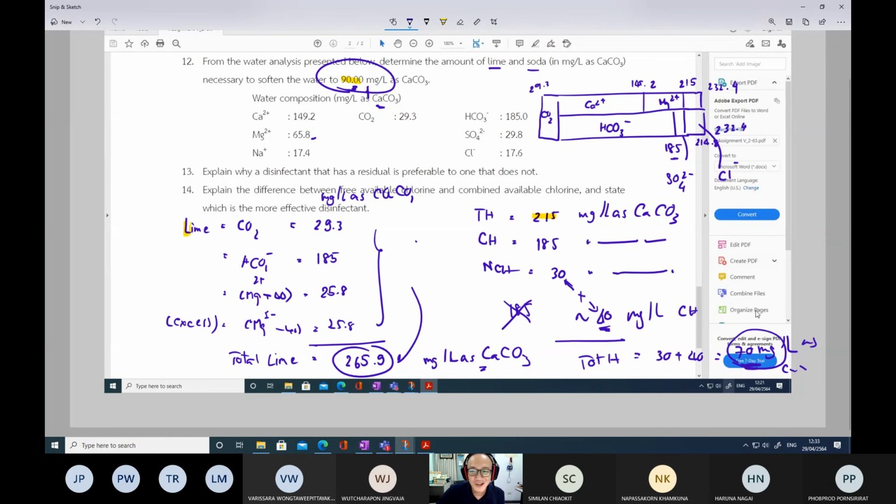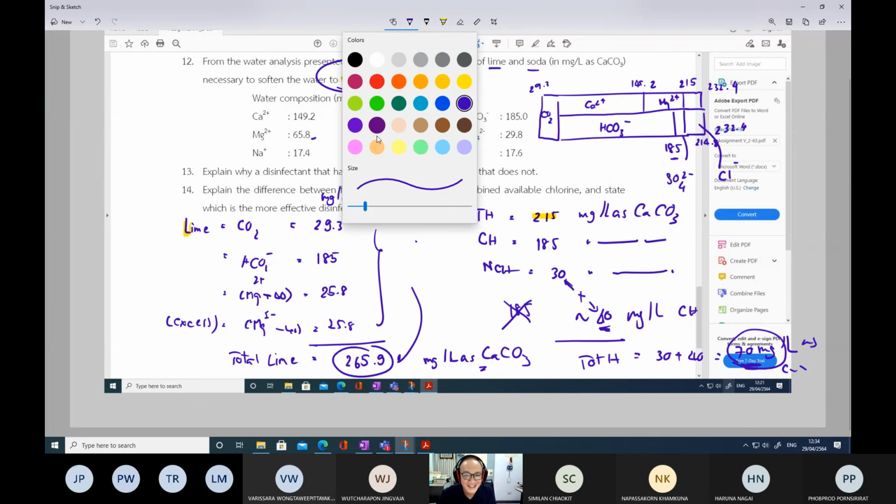It comes to the last conclusion, the last question. Do we really need soda for the non-carbonate hardness removal? As this one is already less than 90, there is no need to remove the non-carbonate hardness.